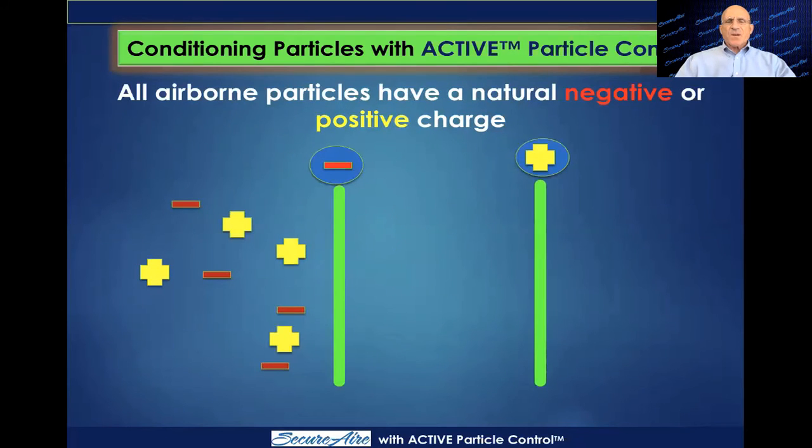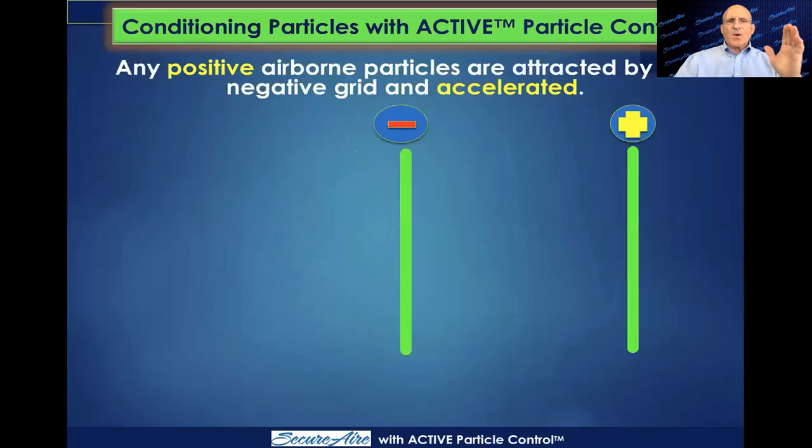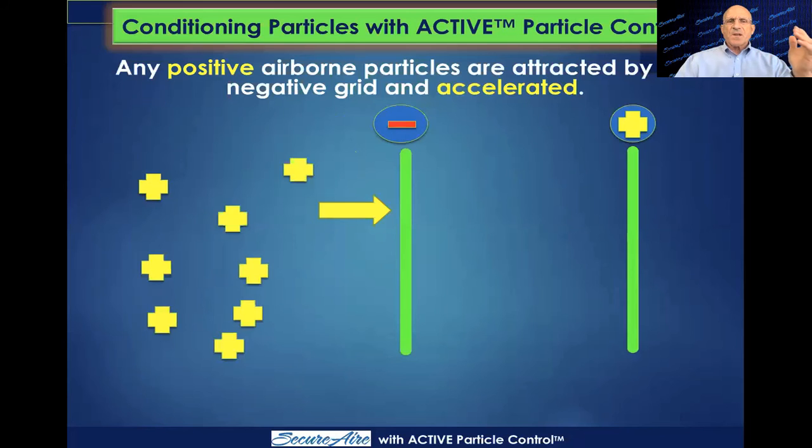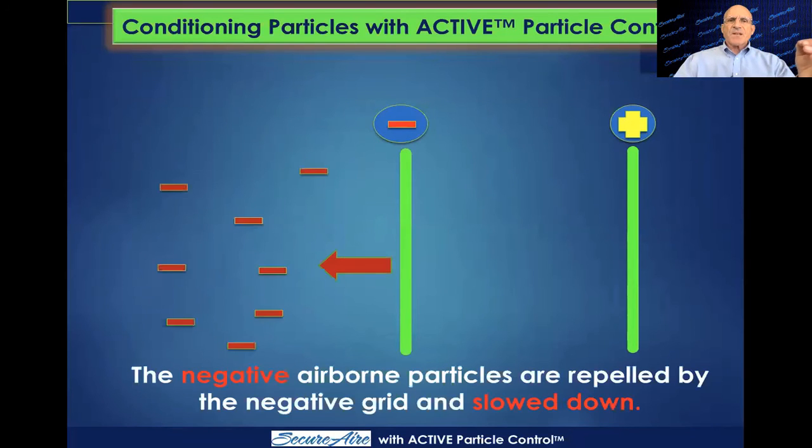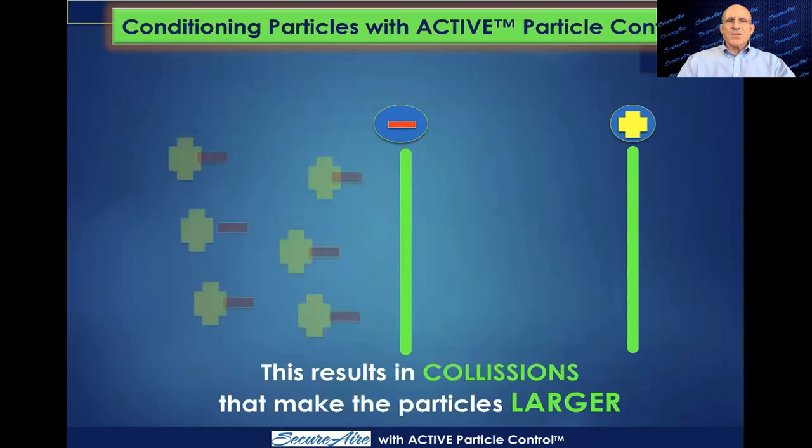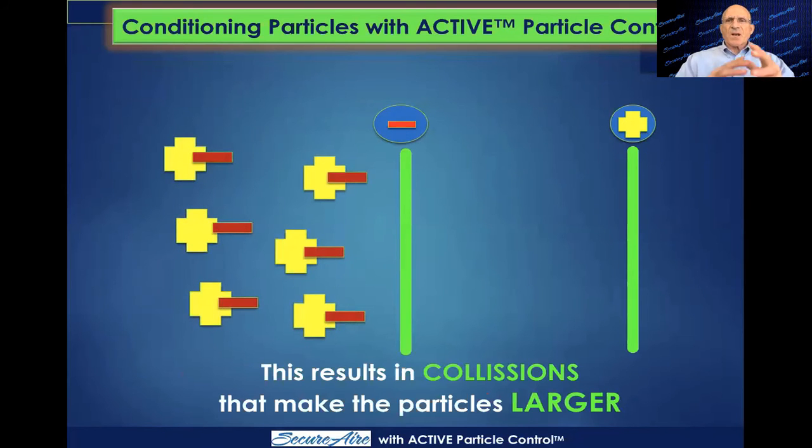So the first grid, a minus grid, is going to be where the initial particles that are already heavy enough approach. And if the particle happens to be positive, then it's going to get pulled toward that minus grid quickly. It's going to accelerate. If the particle happens to be negative, then that particular particle will be slowed down. So we have half the particles speeding up, half of them slowing down, and that's what we call collisions. And those collisions make these particles get larger.